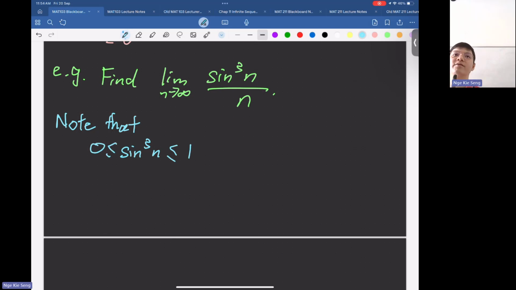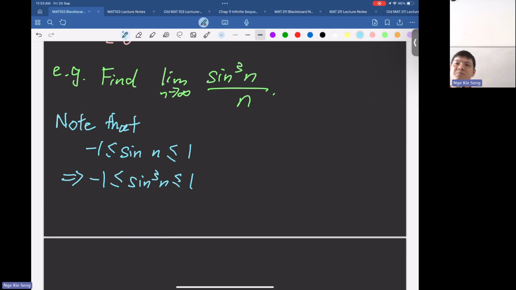Is sine cube n between 1 and 0 now? Negative 1 and 0, right? Because we know that sine x is in between 1 and negative 1. So if you take all the numbers inside there and then take the cube, we should still live inside negative 1 and 1. So since we know that sine n is in between negative 1 and 1, the cube of them is still living inside there.